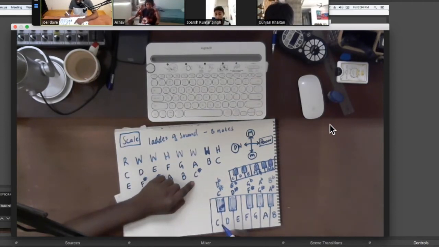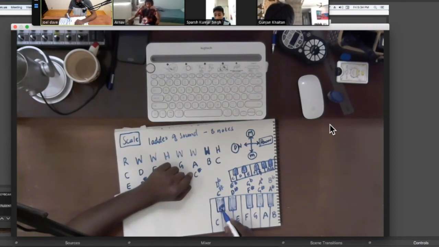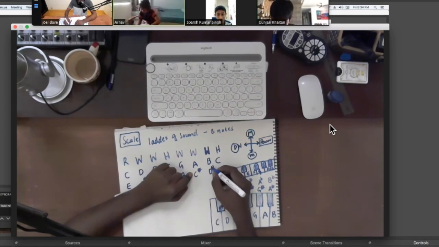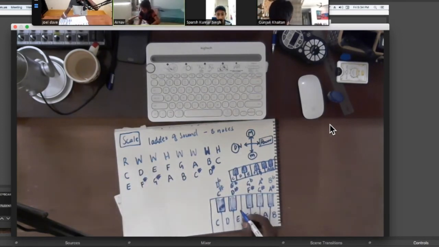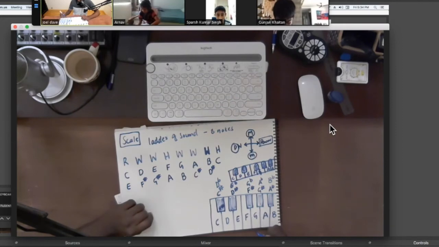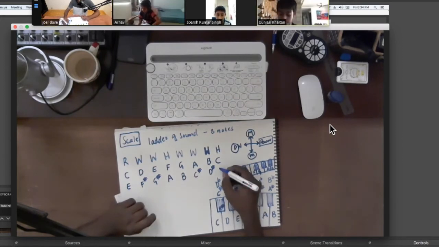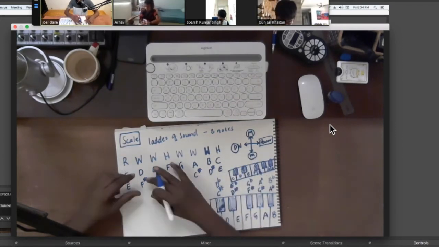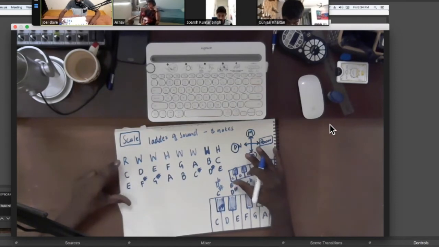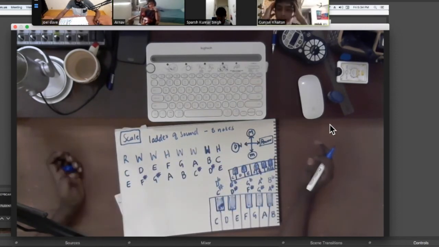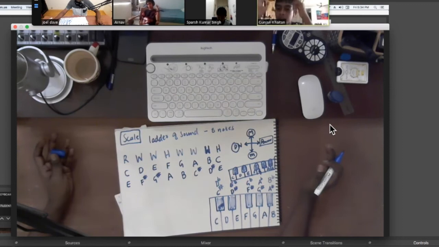Okay, so C sharp. From C sharp, we want a whole step. What is that? D sharp. It's D sharp. Very good. From D sharp, we want a half step. What is that? E. Very good. Back to E. Now, you know what? We have found the scale for E major. Isn't that cool?